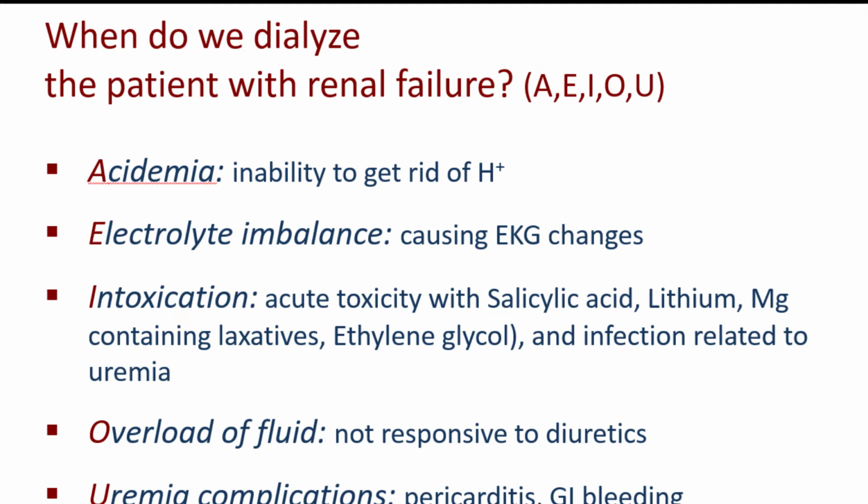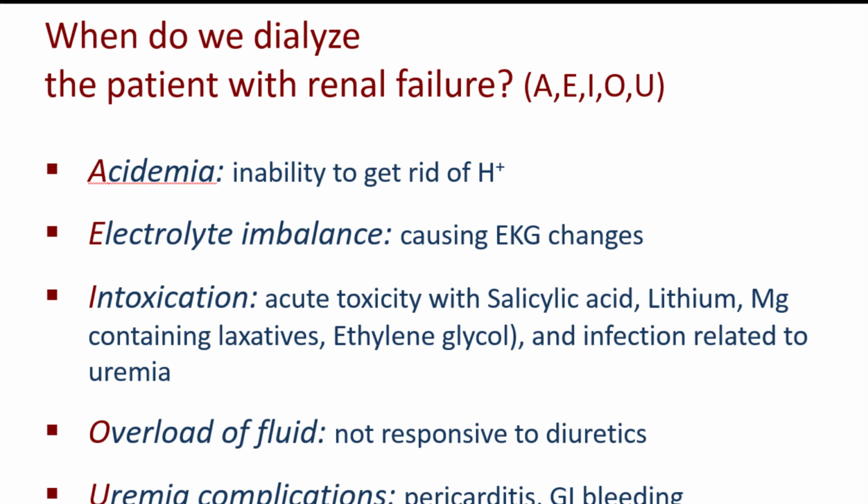I is actually a non-renal indication of dialysis, which is intoxication. The fastest and the surest way to get rid of any toxic medication is by dialysis, only for those medications that are dialyzable, like toxicity with salicylates, lithium, magnesium containing laxatives, ethylene glycol. What's the best way to get rid of all these toxins? Dialysis. Also, the I could refer to infections related to uremia.